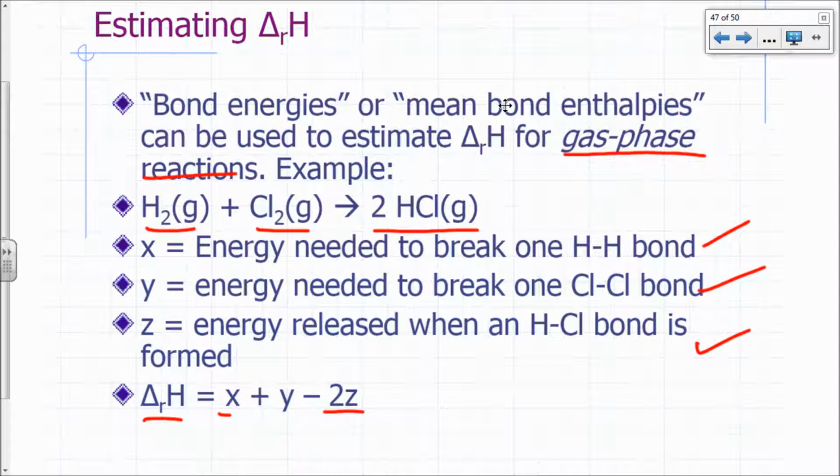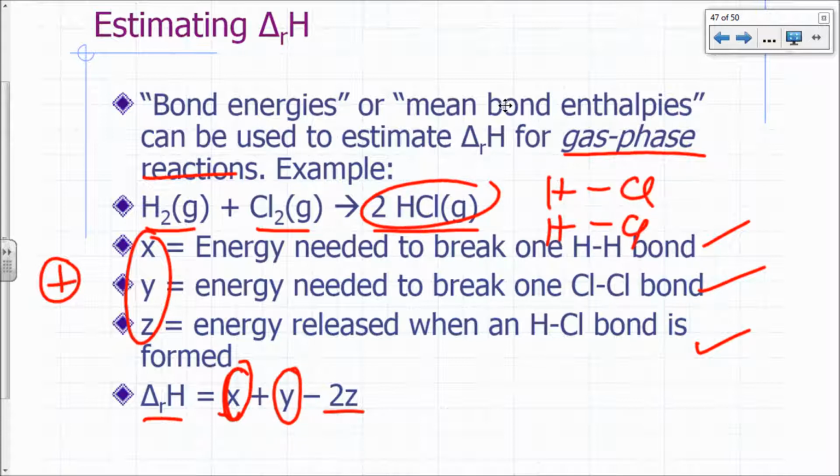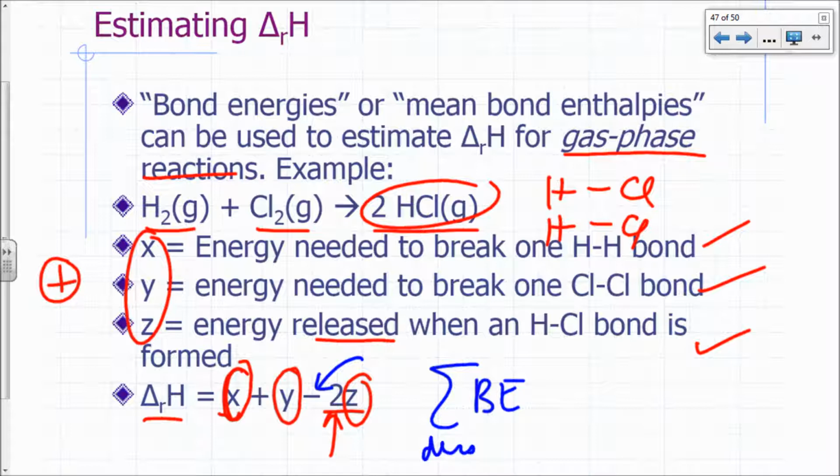Why is that? If X, Y, and Z are just absolute values, these are positive numbers. So this is the energy needed to break the H-H bond plus the energy needed to break the Cl-Cl bond. How many HCl bonds are you forming here? 2, right? So minus 2 times the energy released when an HCl bond is formed. There's a negative there because bond formation is exothermic. So it's really just the sum of the bond energies for breaking bonds minus the sum of the bond energies associated with the bonds that are formed, so bond formation.